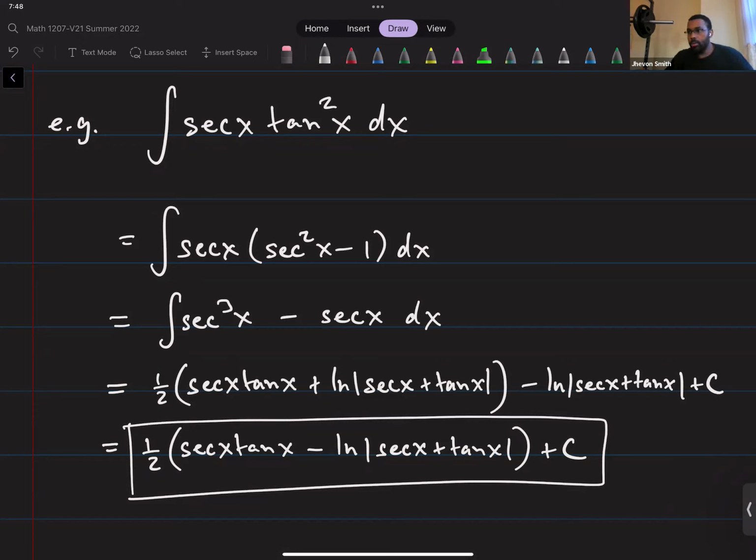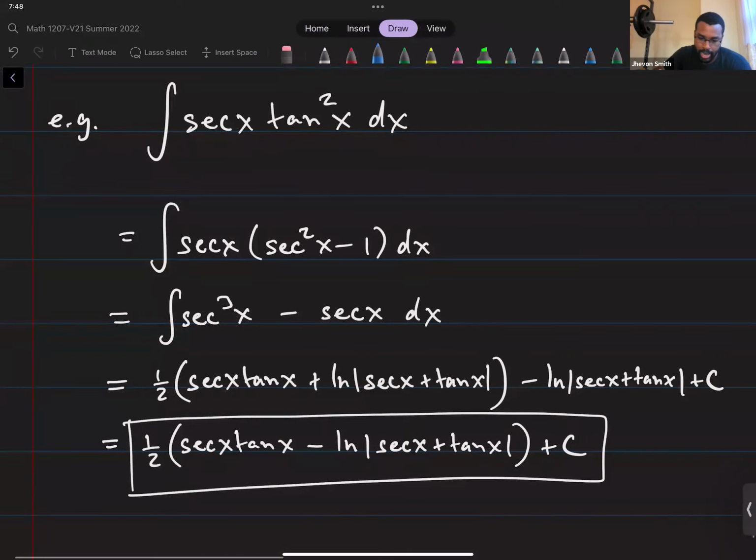Sorry, this might be a stupid question, but why don't the ln's of secant x plus tan x cancel out if it's a plus and a minus? Oh, because one is being multiplied by 1/2, right? Oh, okay. Yeah. So it's actually positive 1/2 ln minus the ln gives you negative 1/2 the ln. Okay.